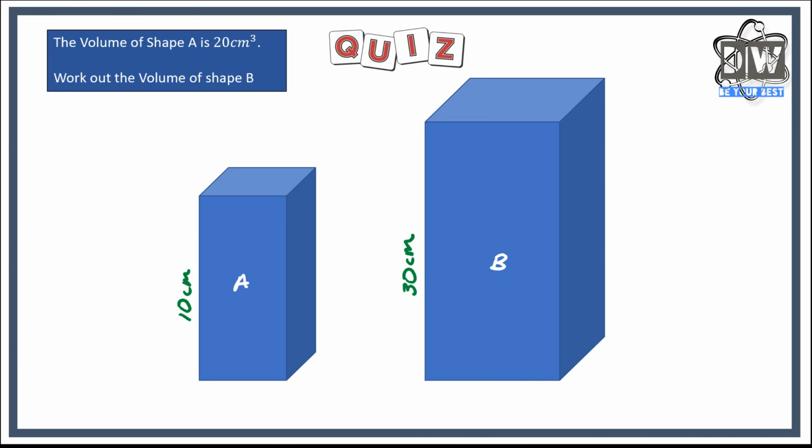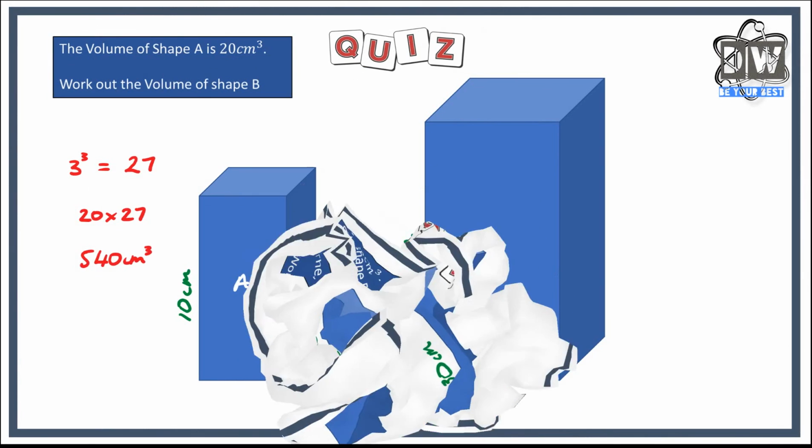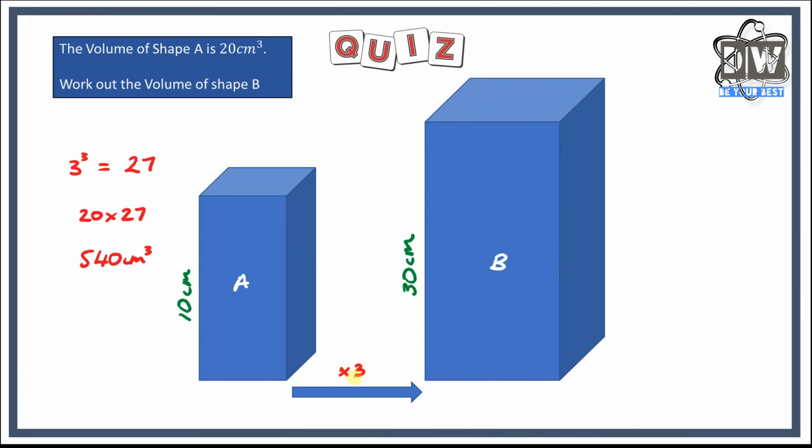All right, so here we go. First thing is, what's the scale factor of enlargement? It's timesing by 3. So that's our starting point. Okay, so let's go over our answers now. Scale factor is 3, so 3 cubed is 27. We take our original amount, which is 20, times by 27, and we have an answer of 540 centimetres cubed. And that's it.